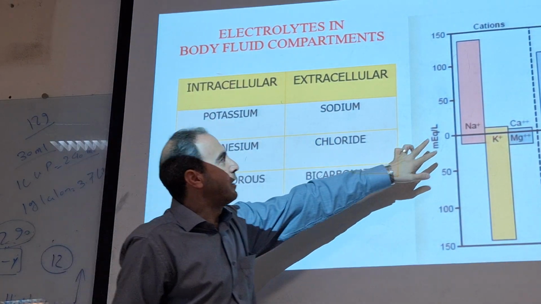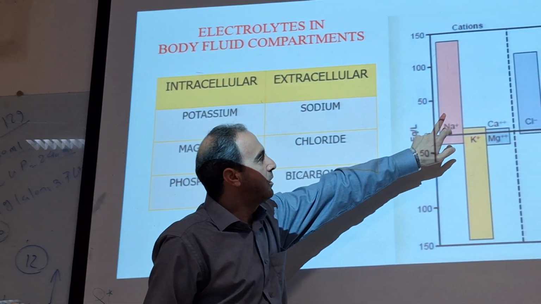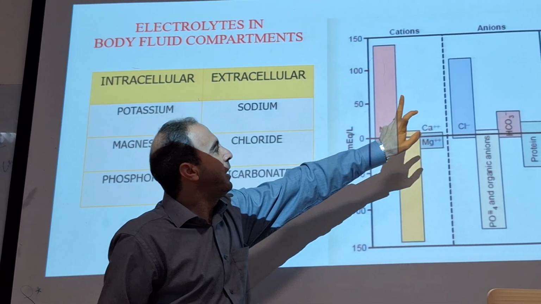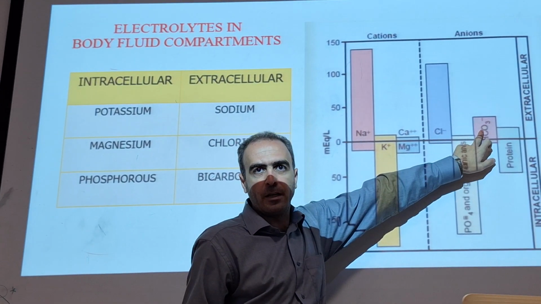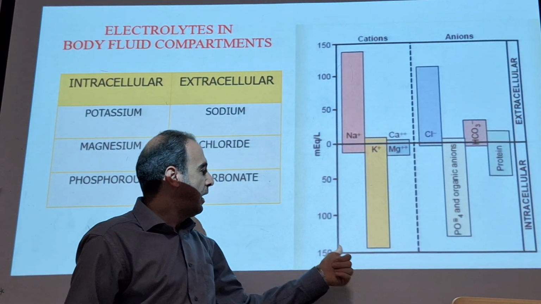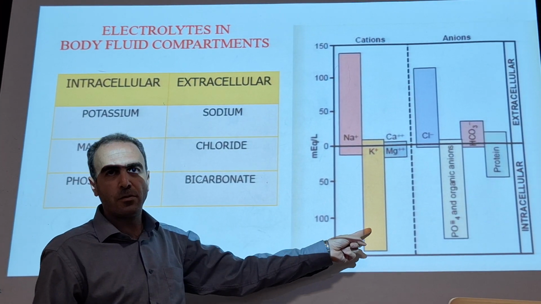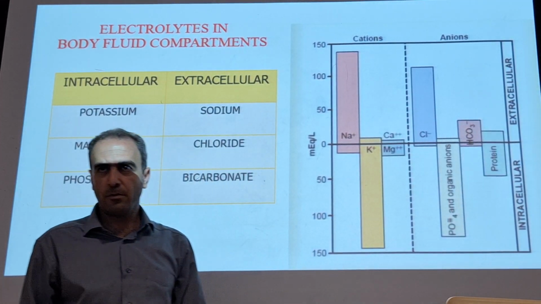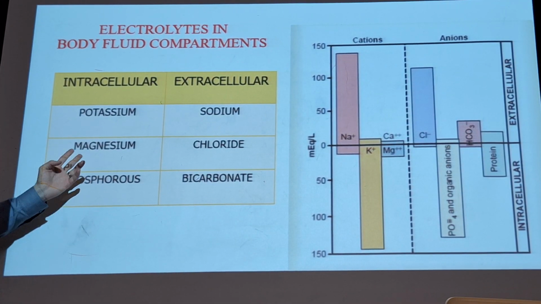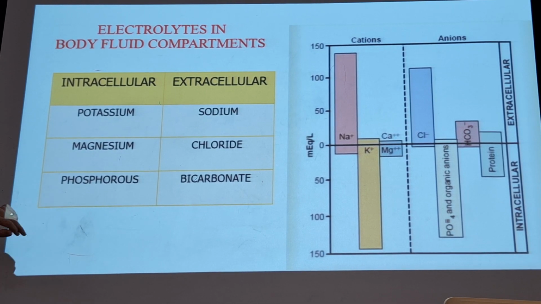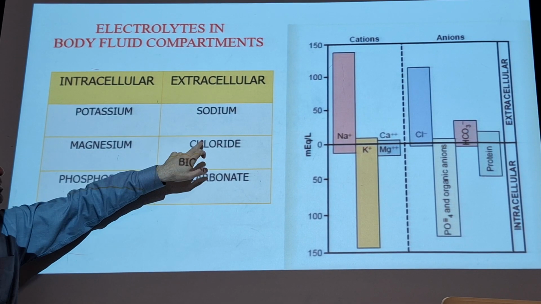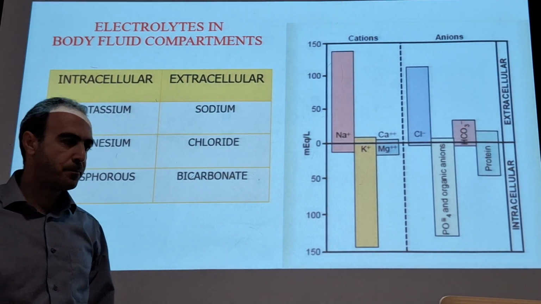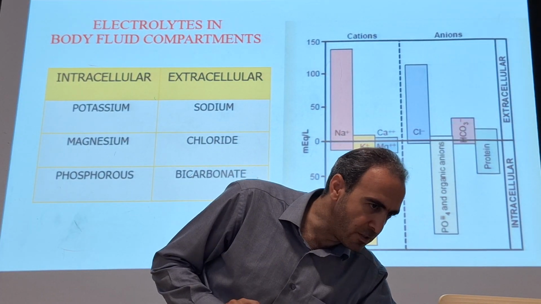So here again, main cation is sodium, main anion is chloride and bicarbonate in the plasma, and inside the cell, main cation is potassium, and main anion is phosphate and protein. Okay? Potassium, magnesium, phosphate intracellular; sodium, chloride, and bicarbonate extracellular. You should remember this now.